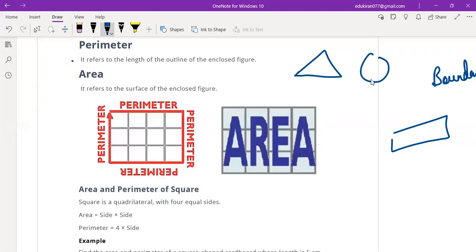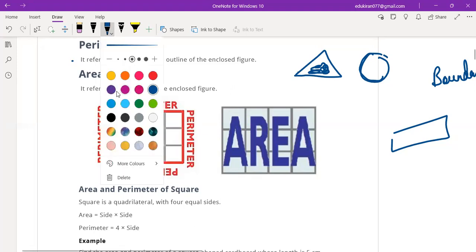If it is a circle, this, right? And what is area? It refers to the surface of the enclosed figure, like the inside surface of the enclosed figure. So perimeter is this, the boundary, right? And area is inside it. Clear? Everyone?